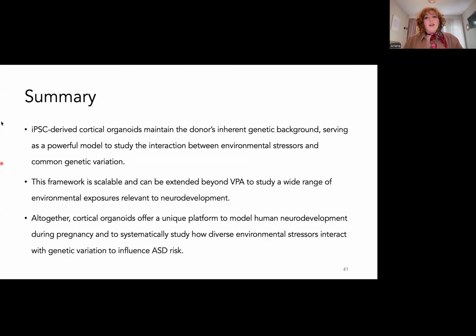So in summary, the talk overall: iPSC-derived cortical organoids maintain the donor's inherent genetic background, serving as a powerful model to study the interaction between environmental stressors and common genetic variation. This framework is scalable and can be extended beyond VPA to study a wide range of environmental exposures relevant to neurodevelopment. And altogether, cortical organoids offer a unique platform to model human neurodevelopment during pregnancy and to study how diverse environmental stressors interact with genetic variation to influence ASD risk.